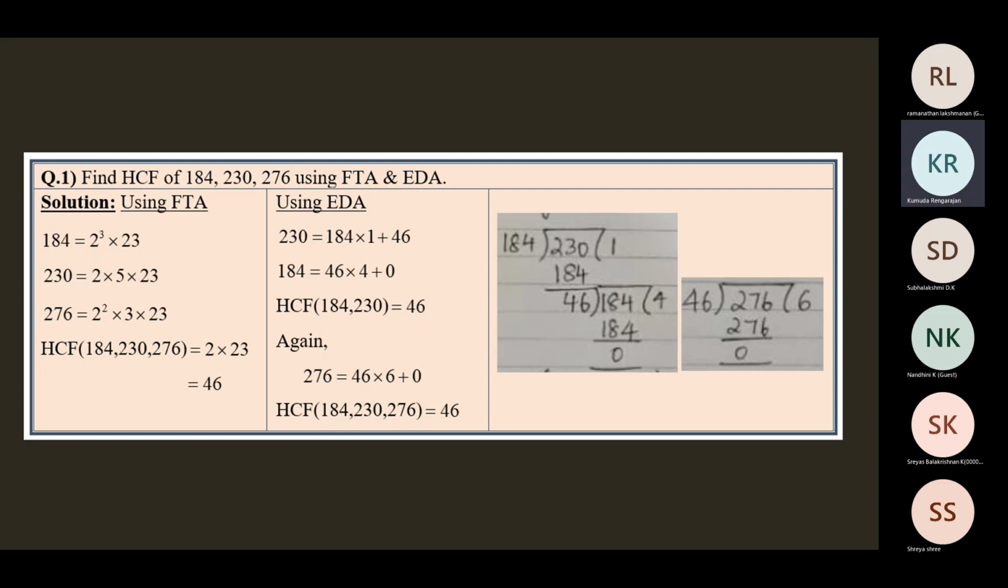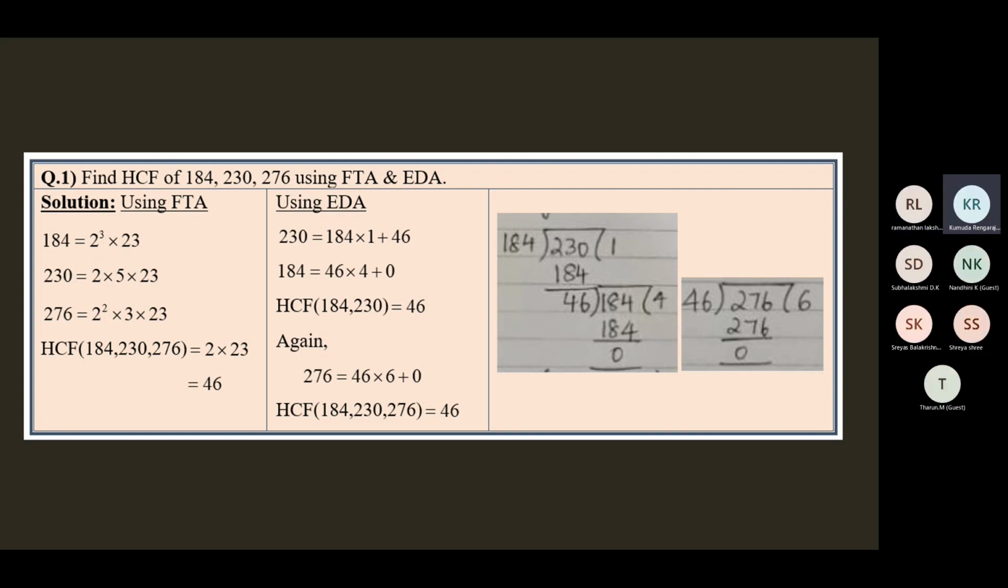Using FTA, meaning using the fundamental theorem of arithmetic, that is by the prime factorization method. So you see that in the first column, we express every number as a product of its primes, and then we find the HCF. To find the HCF, you need to write out the common factors raised to the least power, only the common factors, not all the factors. To find the HCF, write out the common factors once. So 2 and 23 common, write it once with the least power.